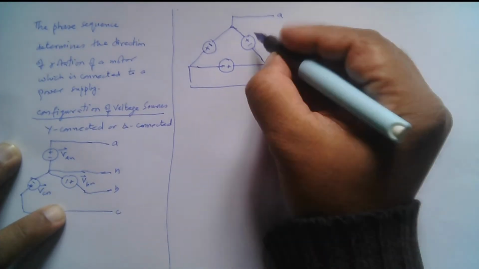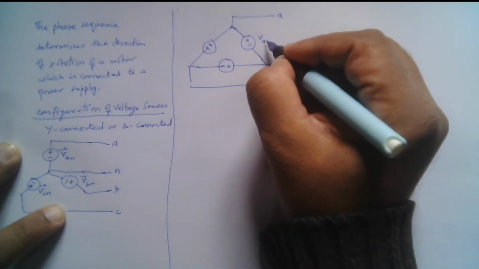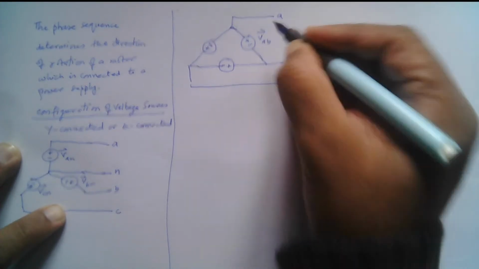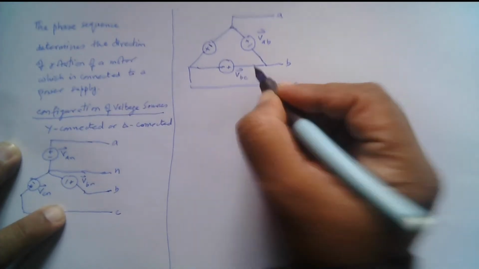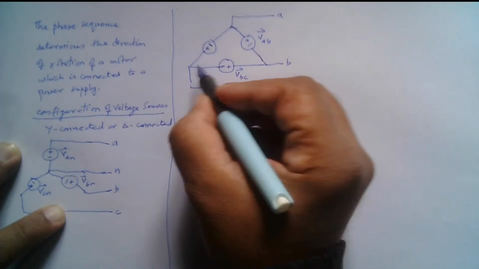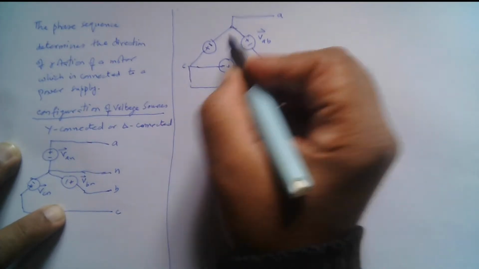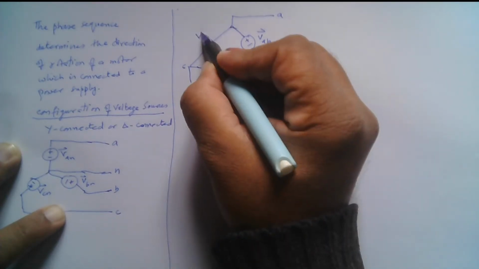We have these voltages. This is VAB, because there is no neutral wire, and this is VBC, between B and C, right? And this is point C, and this is VCA.